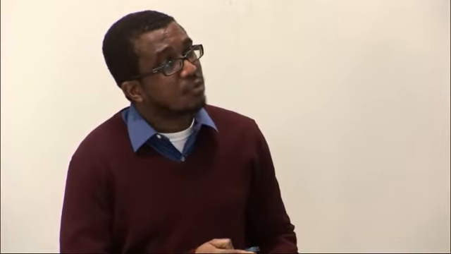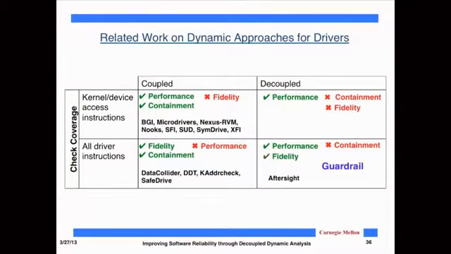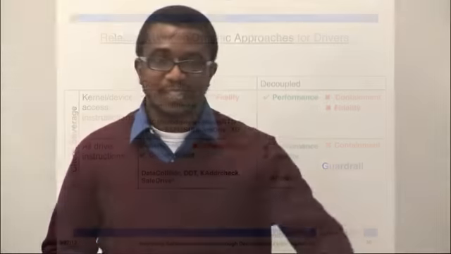And so in terms of the coupled approaches, which is the majority of the approaches, we see that there's a lot of work in checking only the API to improve performance, right? So it's what people sort of optimize for. They want good performance, and so they only check the API. And of course, the problem with that is that you miss some actual bugs. So Guardrail sits here in the decoupled and checking all the driver instruction space, right? And the downside there is the containment, and I'll describe how I address that, how I solve that.